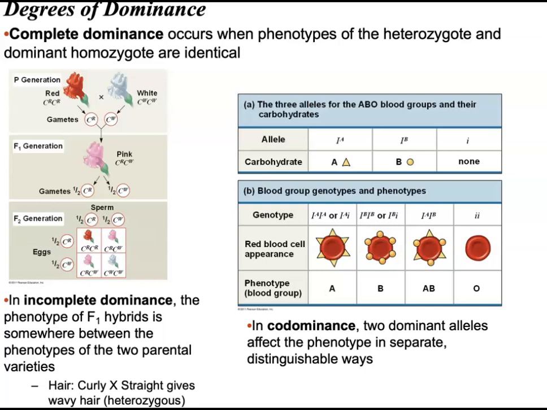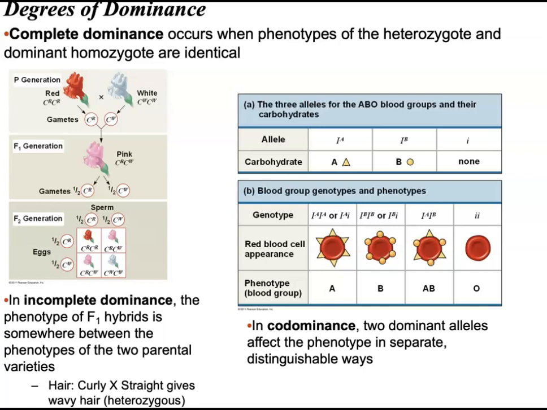Look at the flowers in the P generation. The red flower has two identical alleles that are C^R, while the white flower has two identical alleles that are C^W. Notice that there are a few ways that alleles are depicted in genetics. This is a capital letter with a capital superscript. The F1 generation received one C^W allele and one C^R allele and exhibits a pink phenotype.